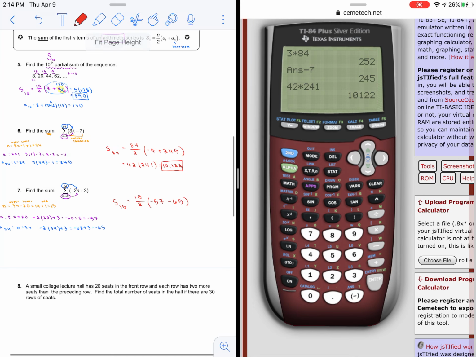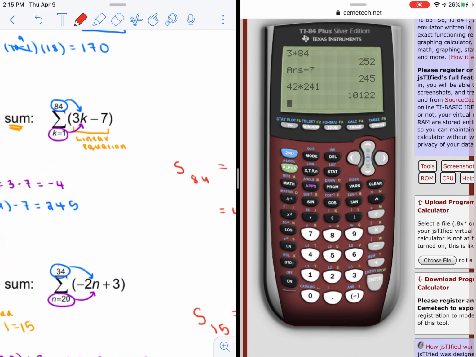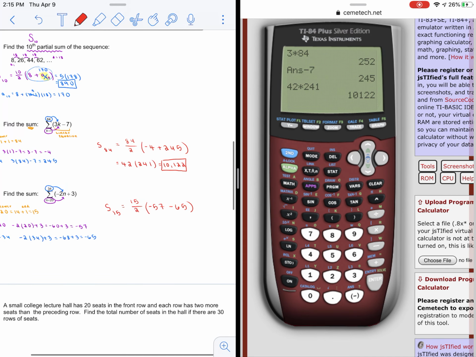Which, of course, we'd expect that to be a lot. I mean, it's growing by 3. You're multiplying by 3 and then subtracting 7. So you will see that growth in there. Think of a linear function that is increasing by a slope of 3.